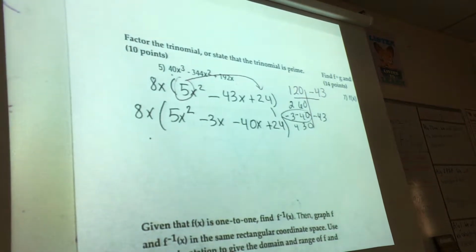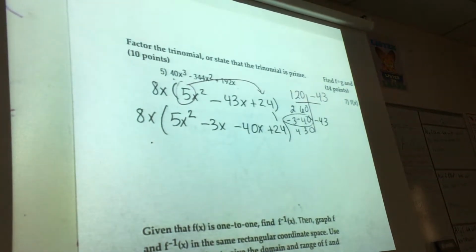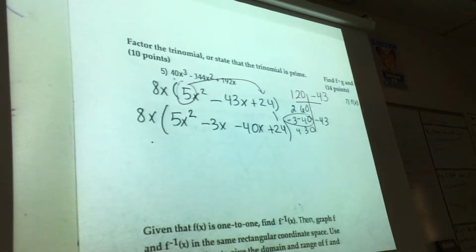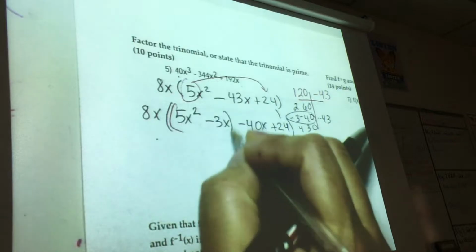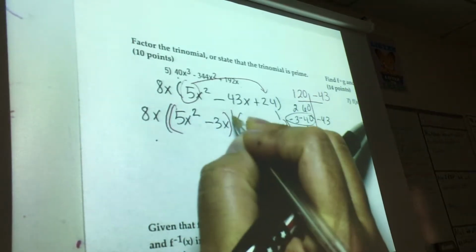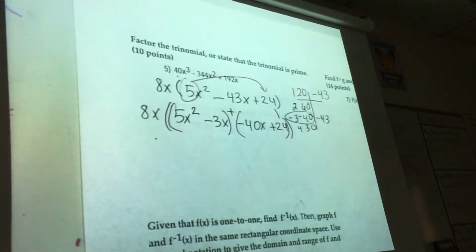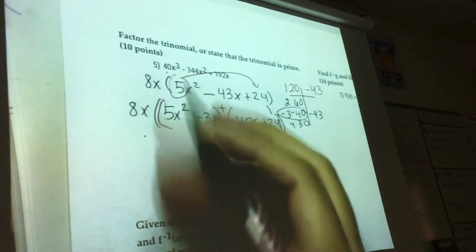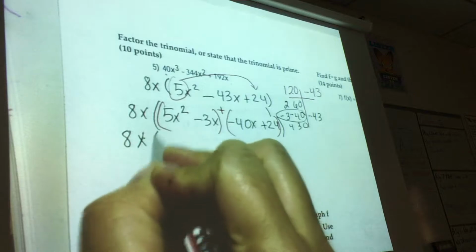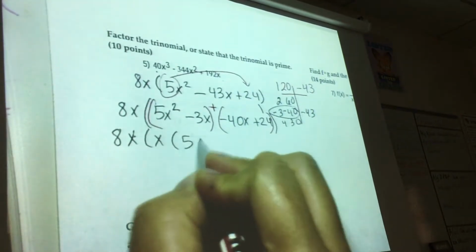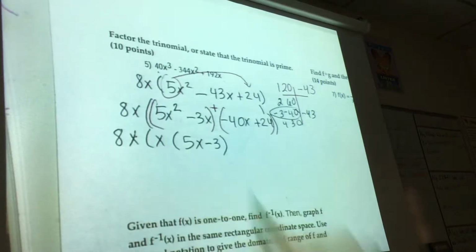Are we okay with that? Yes? Now, because we have four things, we have to do what? Grouping. So we're going to group these two together, these two together because of that negative. Don't forget to put the plus sign right there. What do 5x squared and -3x have in common? X. I could factor out an x there. And this becomes 5x minus 3.